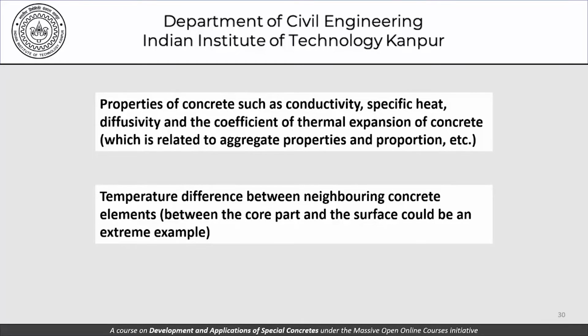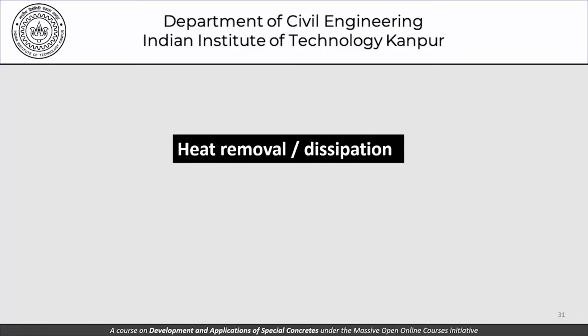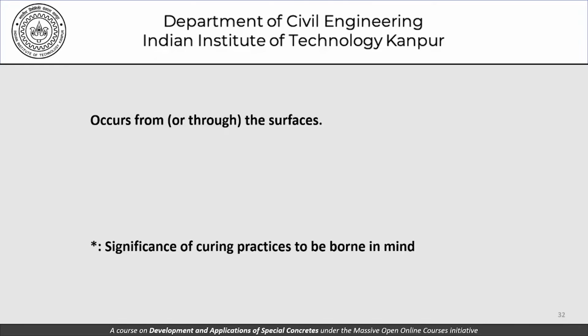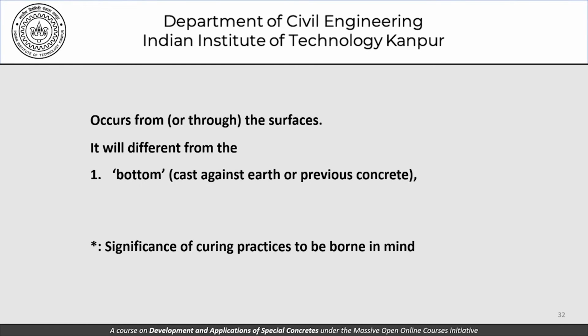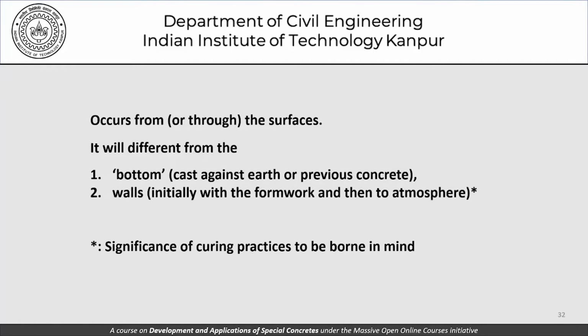And lastly, we come to the heat removal, dissipation of heat. That occurs through the surface of concrete, and it will be different from the bottom because it's cast against the earth or the previous concrete, which has certain properties as far as its thermal behavior is concerned. Walls initially with the formwork and then to the atmosphere. So there is the bottom of the cast, there are the walls, and then there is the top surface which is exposed to the atmosphere.